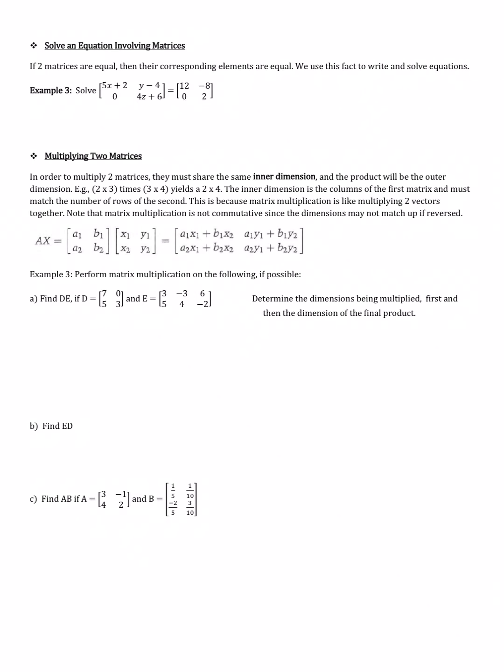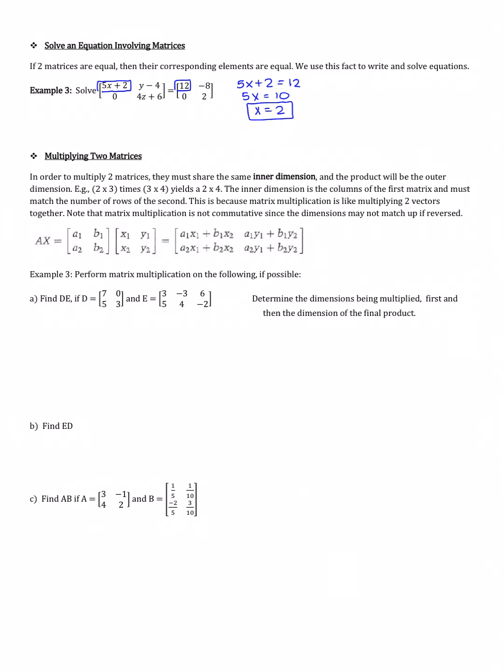So if we have two matrices that are equal, then we know that the corresponding elements are equal. So you can utilize that to solve. Here's 5x plus 2, here's 12. They're both row 1, column 1. So I know that 5x plus 2 has to equal 12, which means 5x equals 10 and x equals 2.